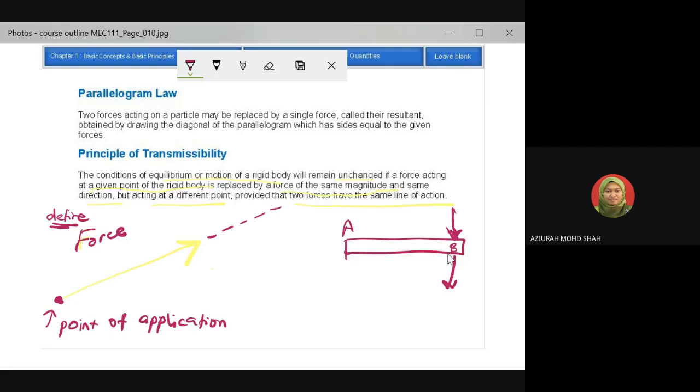Point yang ada syarat-syarat dia. Okay, tak apa. So maksudnya sekarang ni, we know that point of application is the position where the force acts, ataupun where the force is located. Boleh ambil macam tu. So daripada gambar ni, you dah define point of application tu.